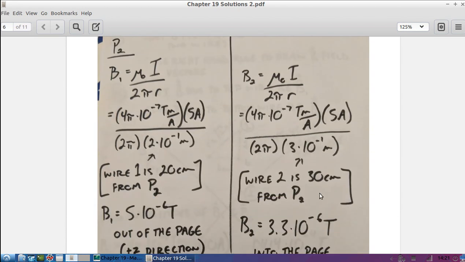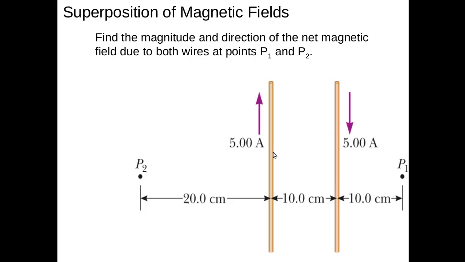So let's do the same thing for point 2. We still have the same current, right? But when we did our right hand rule for this left wire, the magnetic field was going into the page on this side. We saw our fingers were curling around the wire in the counterclockwise direction if I'm above it looking down. So on this side of the wire, the magnetic field due to the left wire is actually coming out of the page. So this magnetic field is going to be positive, out of the page, the positive z direction.